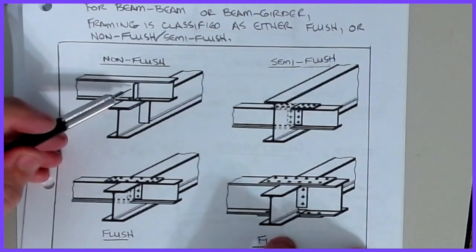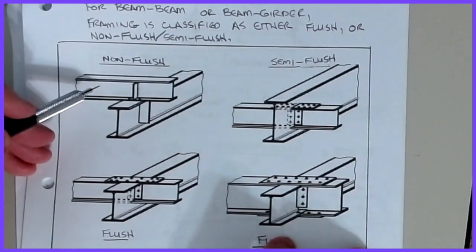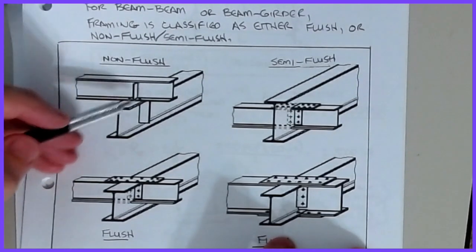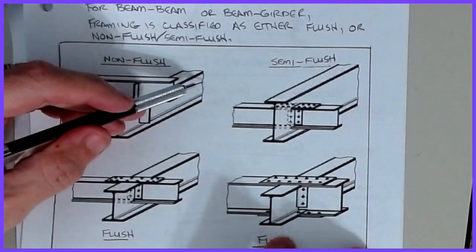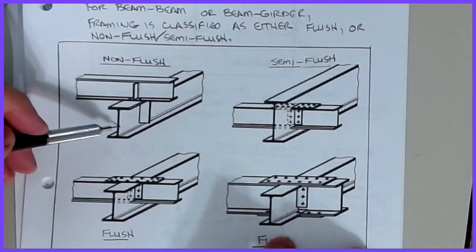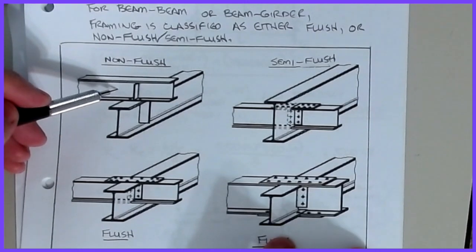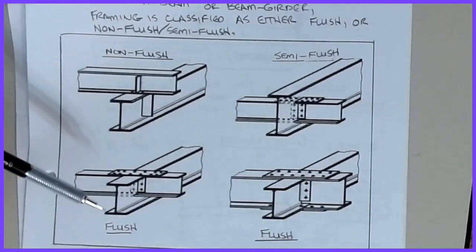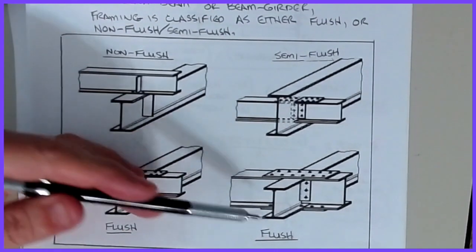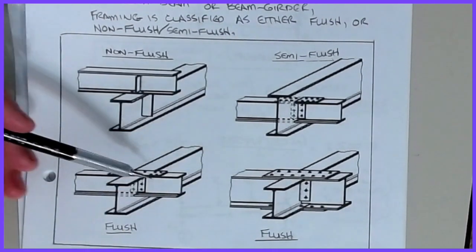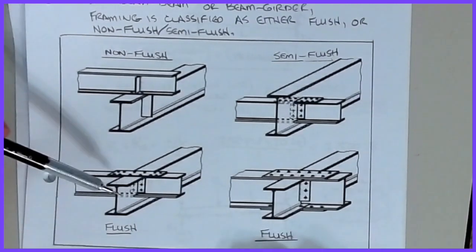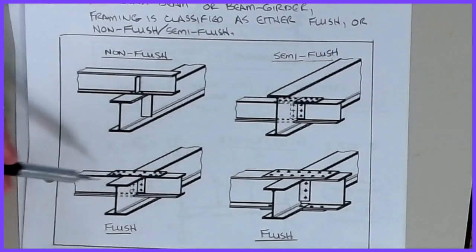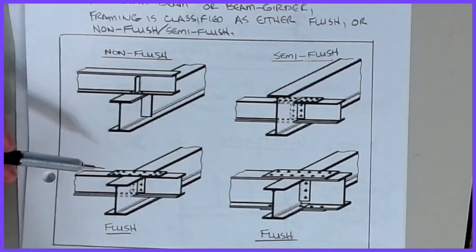A non-flush framing is when you have a girder and the beam that's framing into it sits directly on top of it. This is by far the easiest of the connections to make, because normally I place the girder in place when I'm building the structure, and then this beam just sits directly on top. As opposed to, say, one of the flush diagrams, and there are a couple of different ways to do this. This is kind of a full depth flush. This is a partial depth flush, but you'll notice that on both of these, the flat surfaces on the girder and the beam are all matching. It's the same elevation.